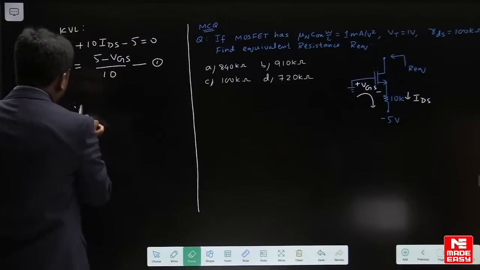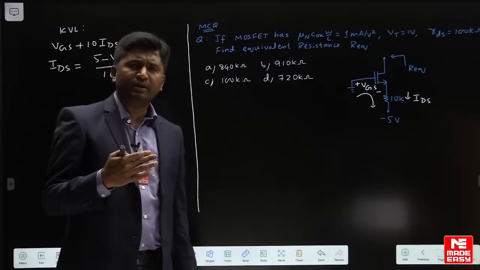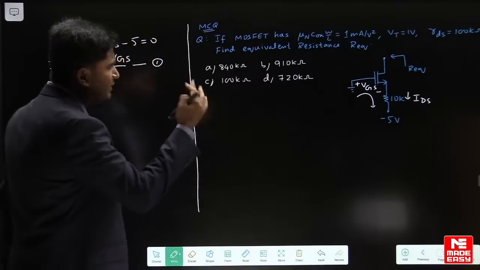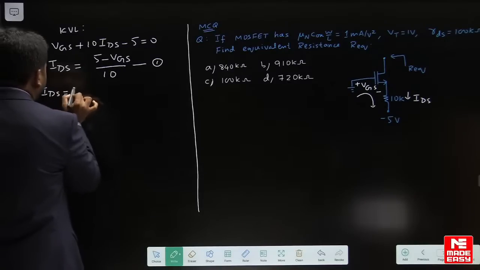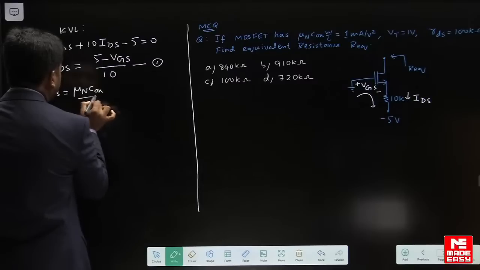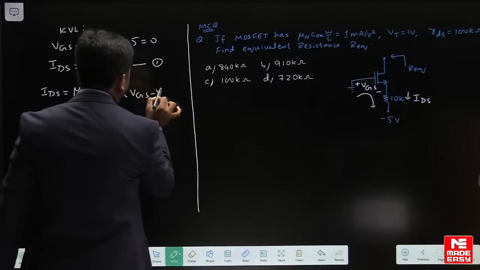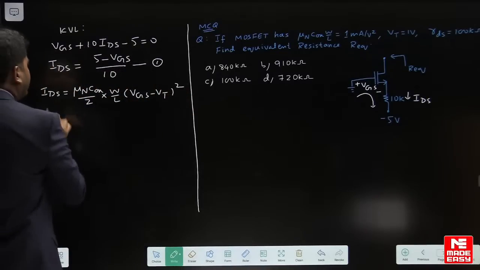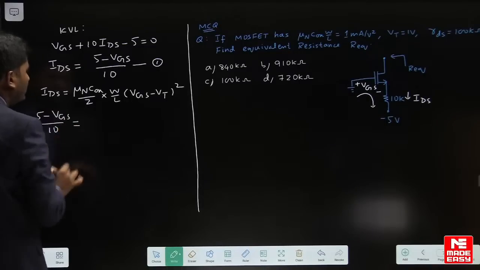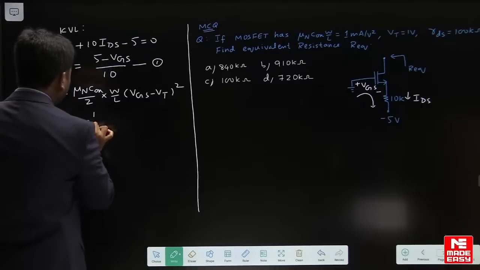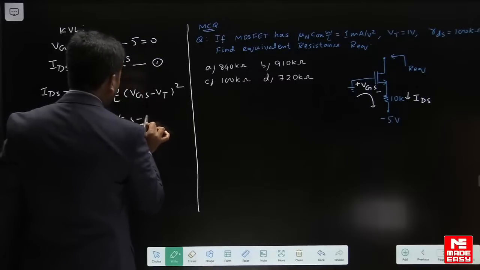Then let us apply the current equation. We can consider MOSFET in saturation. Saturation region is a default. Okay, तो आप MOSFET को saturation region में assume करिए and use the current equation. IDS equal to mu n COX divided by 2 into W by L into (VGS minus VT) whole square. In place of drain current, I will write (5 minus VGS) divided by 10 is equal to this parameter is given, 1 milliampere divided by 2 into (VGS minus 1) whole square.